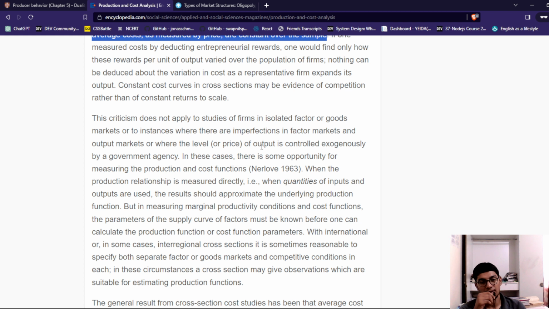But in measuring marginal productivity conditions, the cost function, the parameters of the supply curve of the factor must be known. One can calculate the production function or cost function parameters with international or in some cases inter-regional cross sections. It is sometimes reasonable to specify competitive conditions in each separate factor or goods market. In this circumstance, a cross section may give observations which are suitable for estimating the production function.